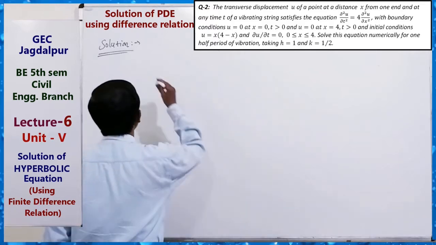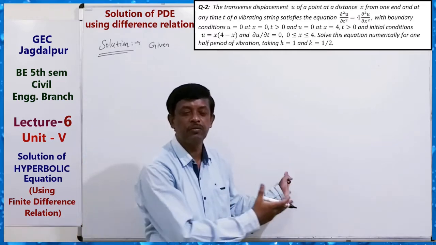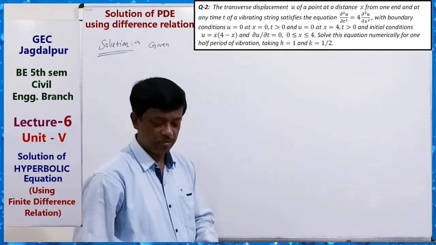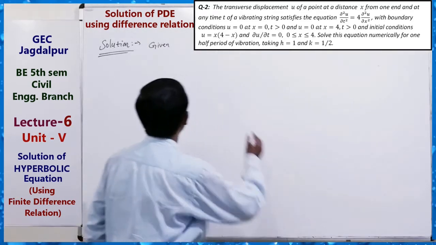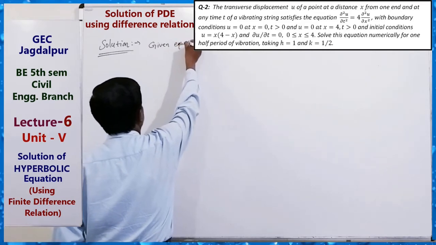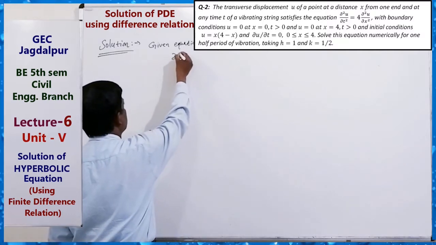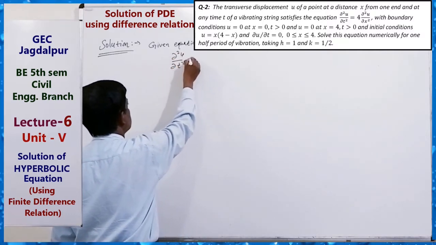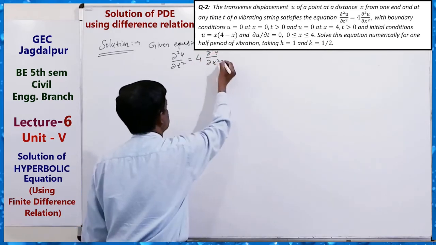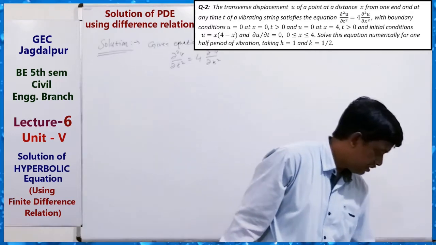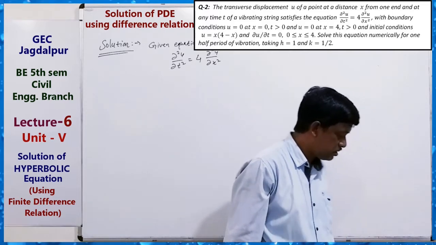So write the given. Here first of all we have to decide what will be the format of the table for finding the values of u, and what is the value of k, h, etc. Okay, so here the given equation is just like this: del 2u upon del t square equals to 4 del 2u upon del x square. This is the given equation.